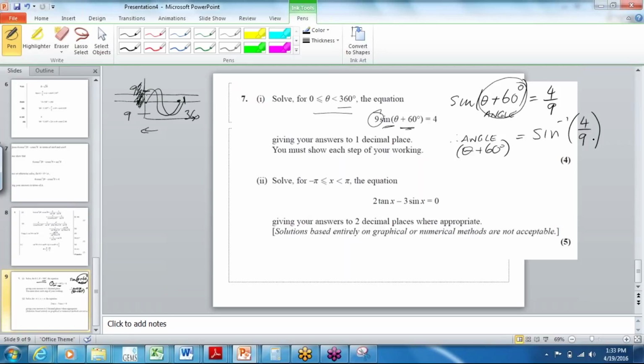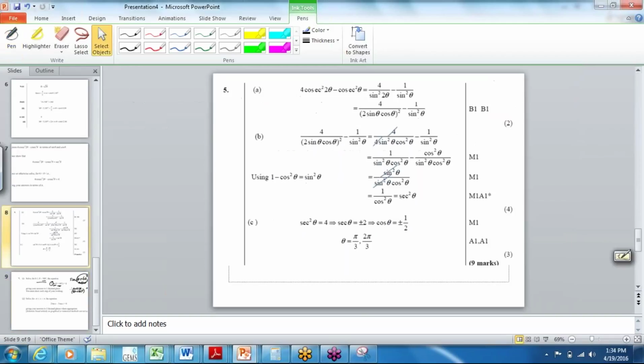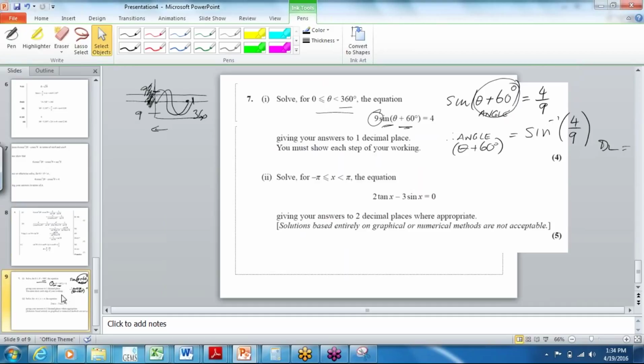All right. To find the angle, we pick up our calculator with shift sine. Make sure your calculator is set to degrees. We've got 26.38. Good. So we've got 26.38 here. Now this is what theta plus 60 degrees equals.